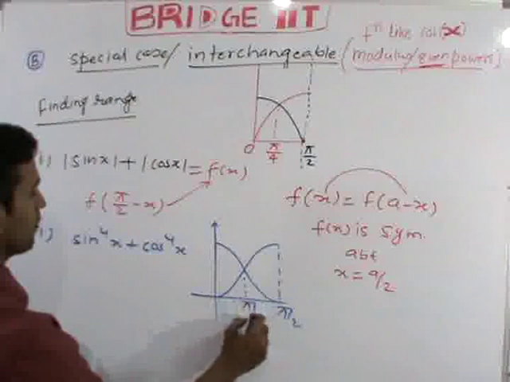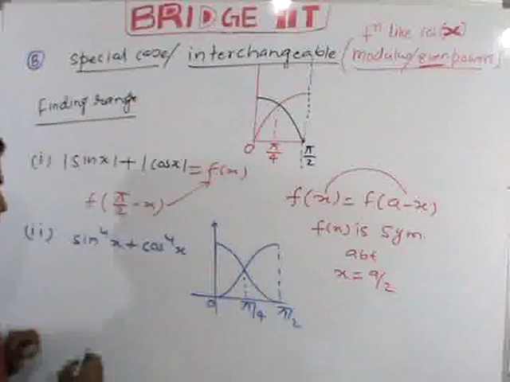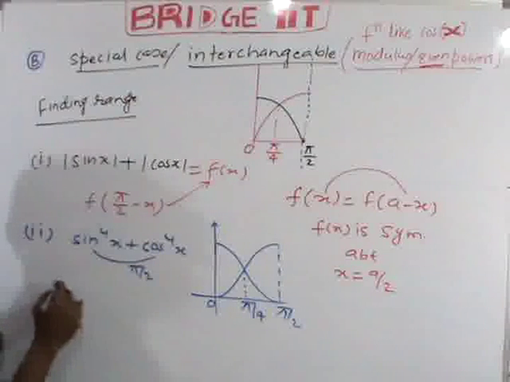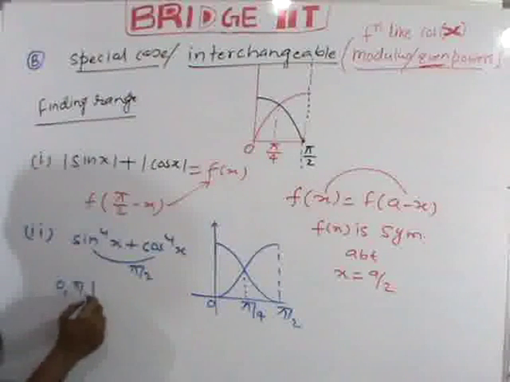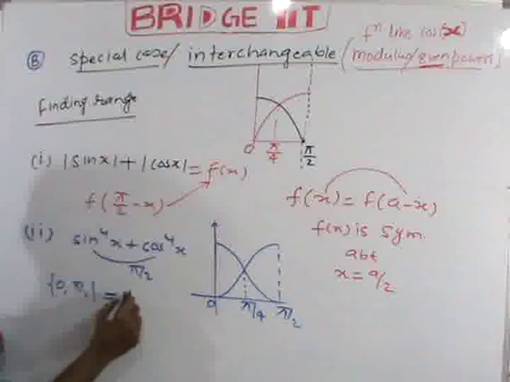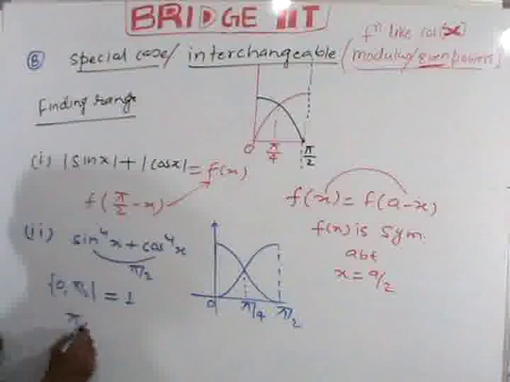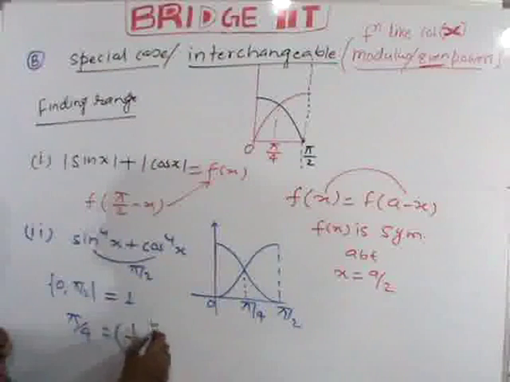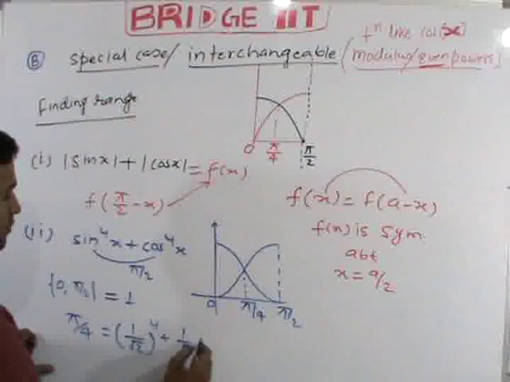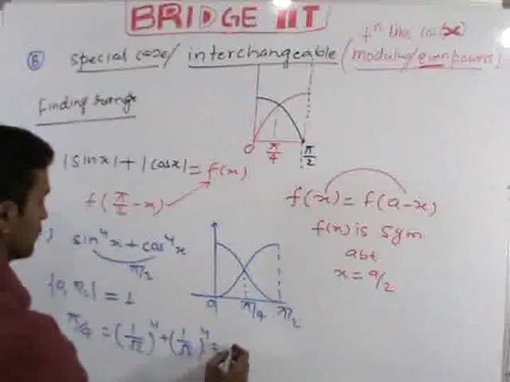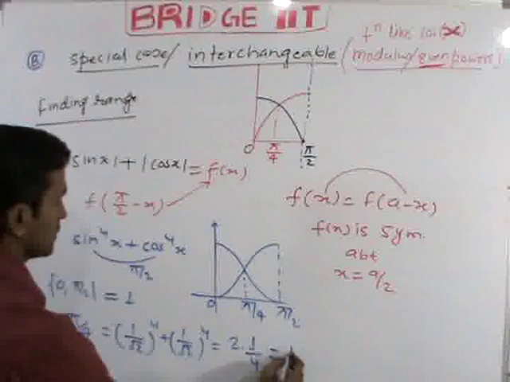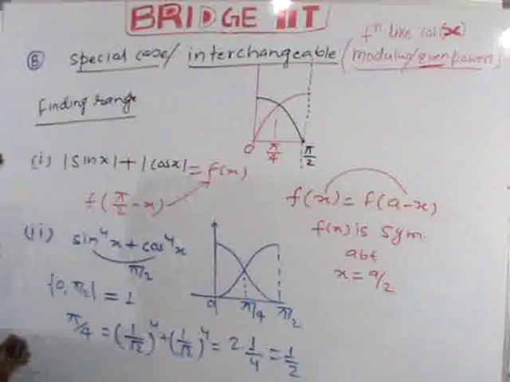In between you have a point pi by 4. So its period is pi by 2. Okay. At 0 or pi by 2, this value is again equal to 1. At pi by 4, this value will be 1 by root 2 to the power 4 plus 1 by root 2 to the power 4. So 2 times 1 by 4, so this is equal to 1 by 2.